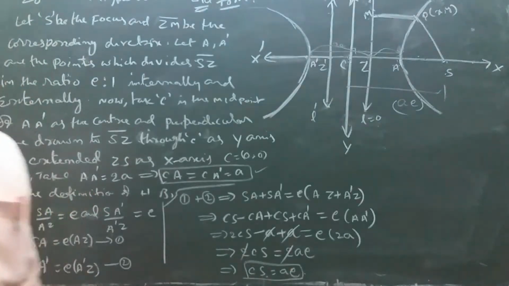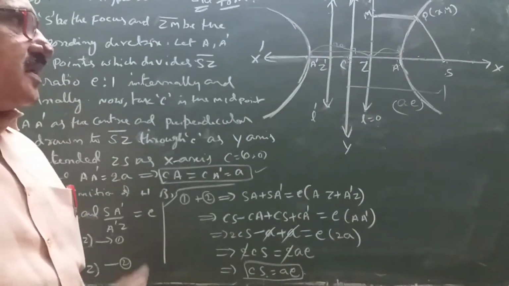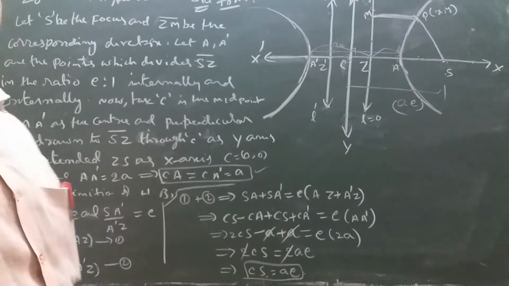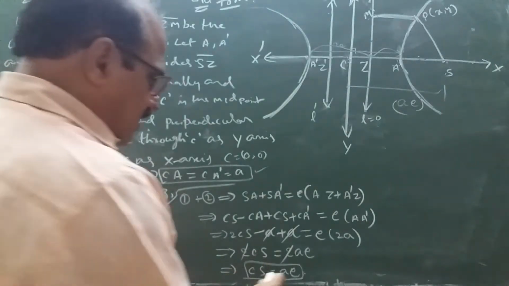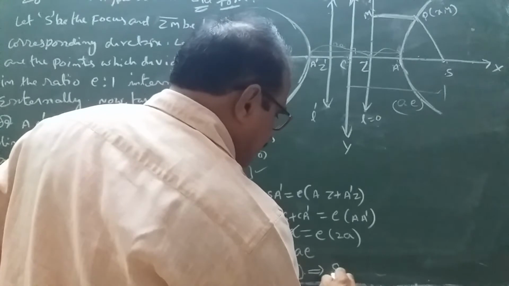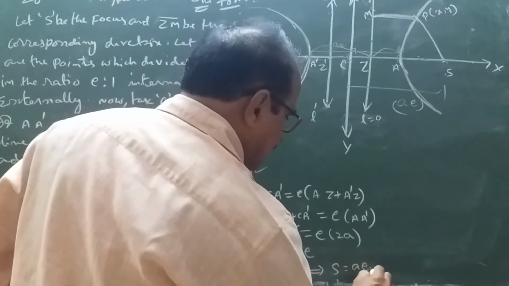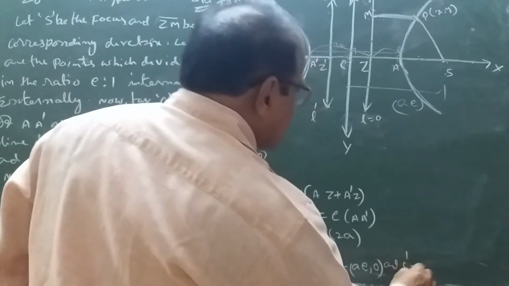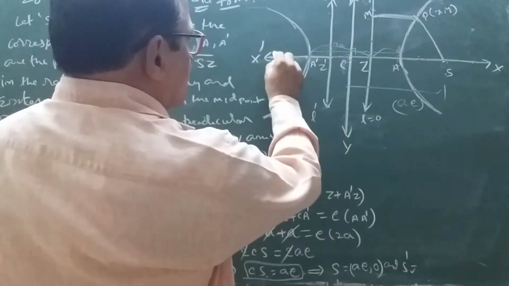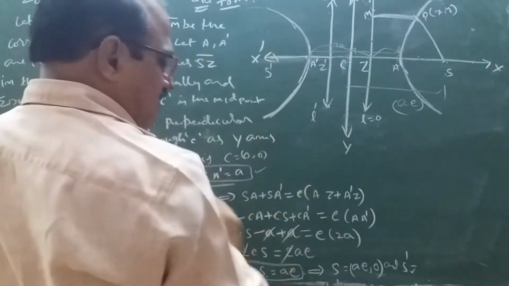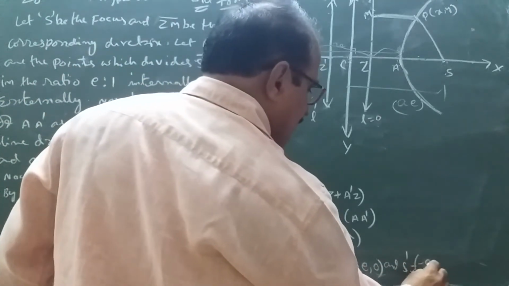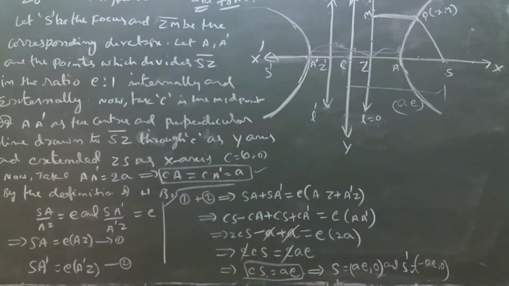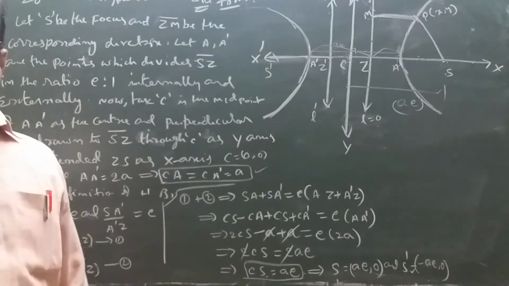Then what will be the coordinates of S? S is located on the x-axis, so the y coordinate is 0. So the coordinates of S are (ae, 0), and S dash is also (minus ae, 0). This is the first part of the proof.